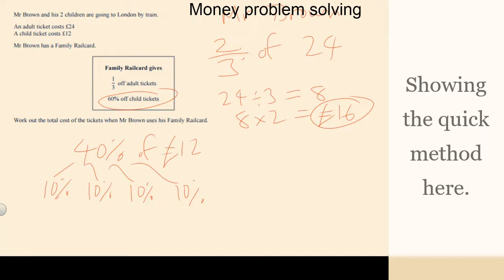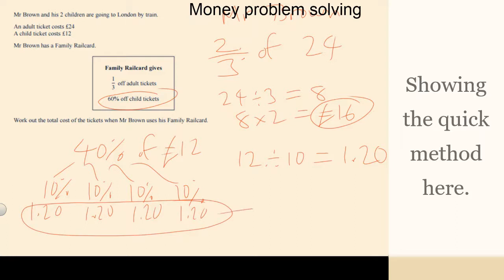Right. If you're going to work out 15%, you don't divide by 15. If you're going to work out 20%, you don't divide by 20. Only for 10%. So 12 divided by 10. Move the decimal point one place to the left. That'll be 1.2, but this is money we're talking about, so it'll be £1.20. All of this is £1.20. Altogether, that makes £4.80 for the child ticket.